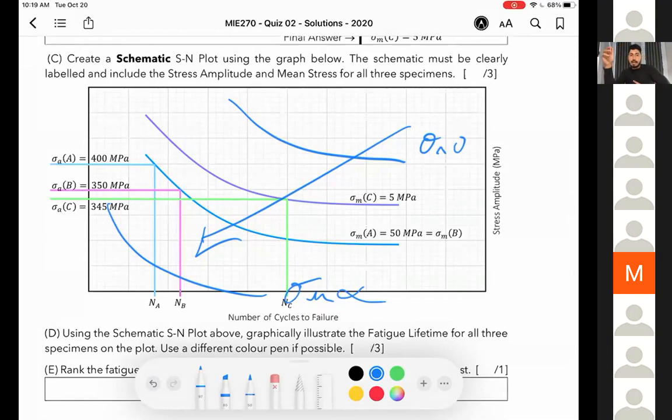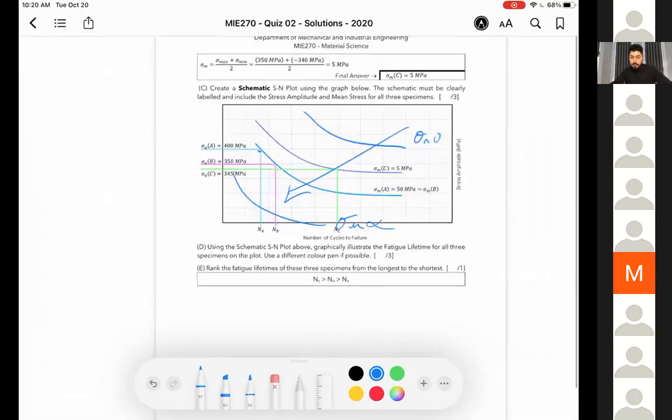The way I was explaining is you either start with your lowest stress amplitude, or you start with your highest stress amplitude and work up or work down. In this case, we started with A because it was the highest. So we went to 400 and went directly across to the corresponding mean stress, and then straight down. The next one was 350, lower than 400, so we went across and straight down. The final one was 345, very close to 350, but still below. We went across to the other mean stress and straight down. So the first step is the mean stress, and then we go from the highest amplitude to the lowest amplitude. Yes, absolutely. Okay, got it.